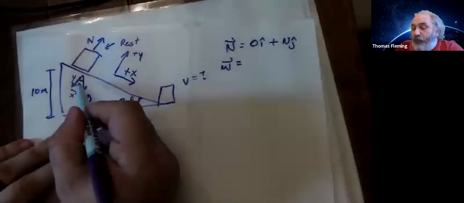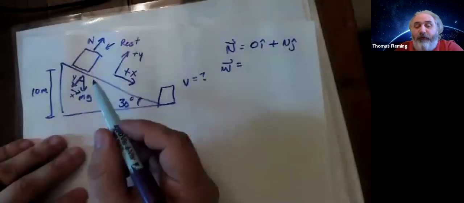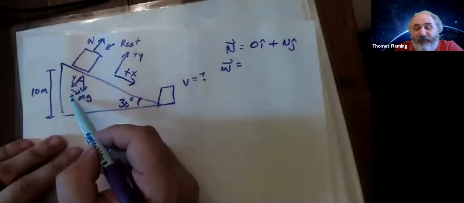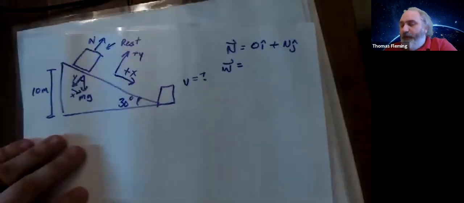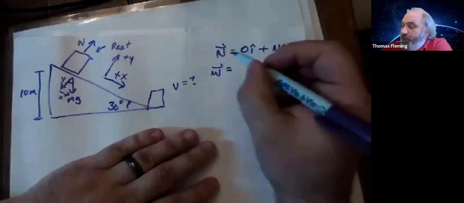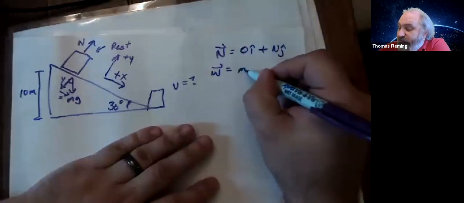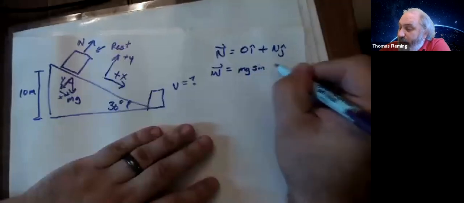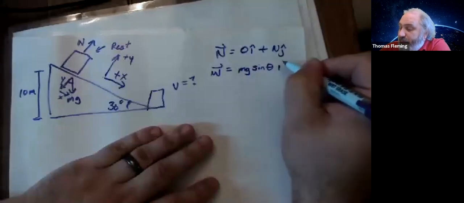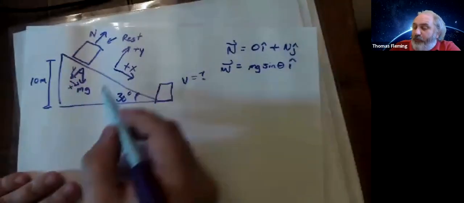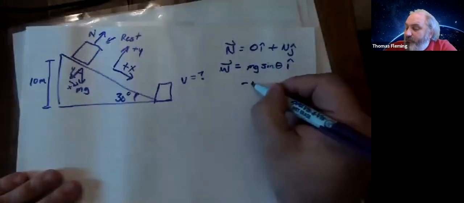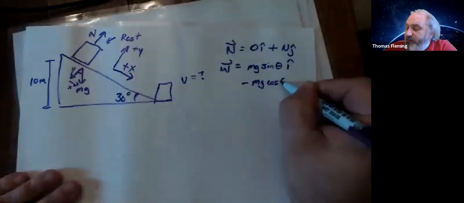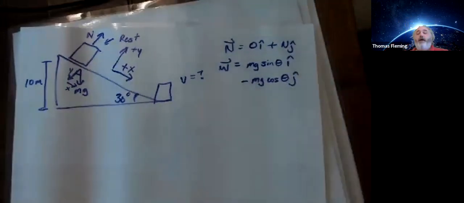Once I do that, I've got a right triangle where mg is the hypotenuse of that right triangle. The x component is the opposite side of the triangle, and the y component is the adjacent side of the triangle. And so from SOHCAHTOA, I can break that down, and we've done this a few times. We know the x component is going to be mg, the total, times the sine of theta, where theta is 30, i hat. It's down the ramp, so I'm going to make that positive. But the y component is into the ramp, so it's negative, and then it'll be mg cosine theta j hat. So again, we've done this sort of trick a few times, so hopefully this is not new to you guys.